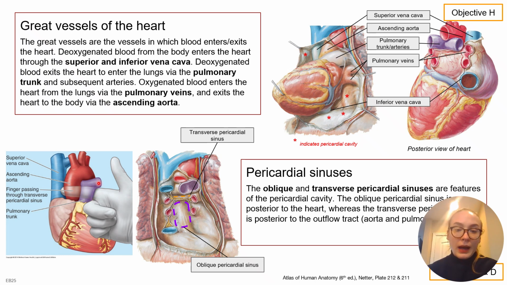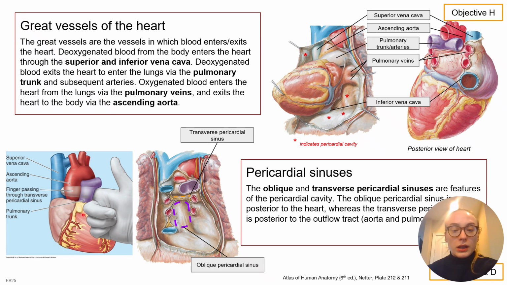And so blood will be exiting to be oxygenated by the lungs, and then we'll have blood returning from the lungs, or oxygenated blood, through the pulmonary veins. This is a nice view to see those. Those are going to be on the left and right side, going into the left atrium. From there, blood will go into the left ventricle and exit out through our last great vessel, which is the aorta, which is supplying blood to all the body.